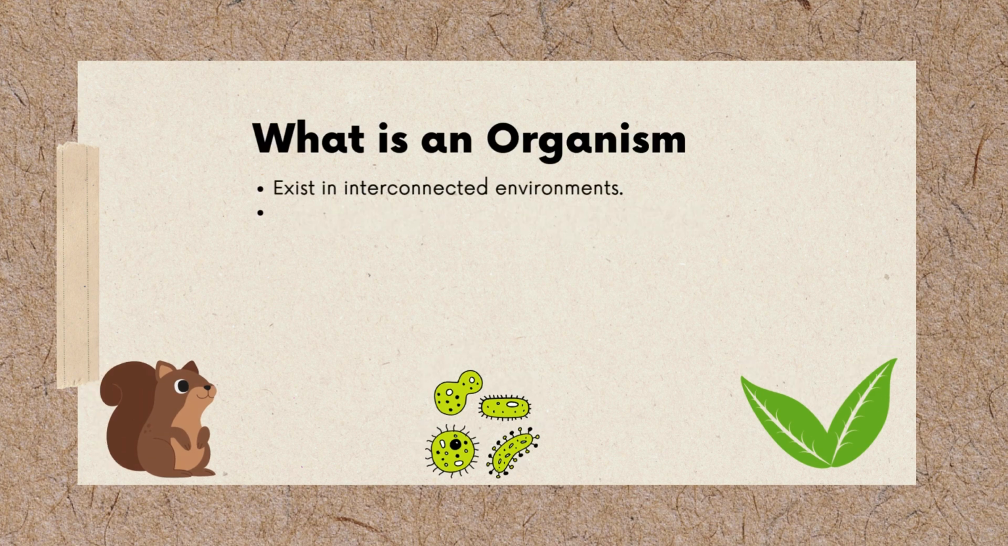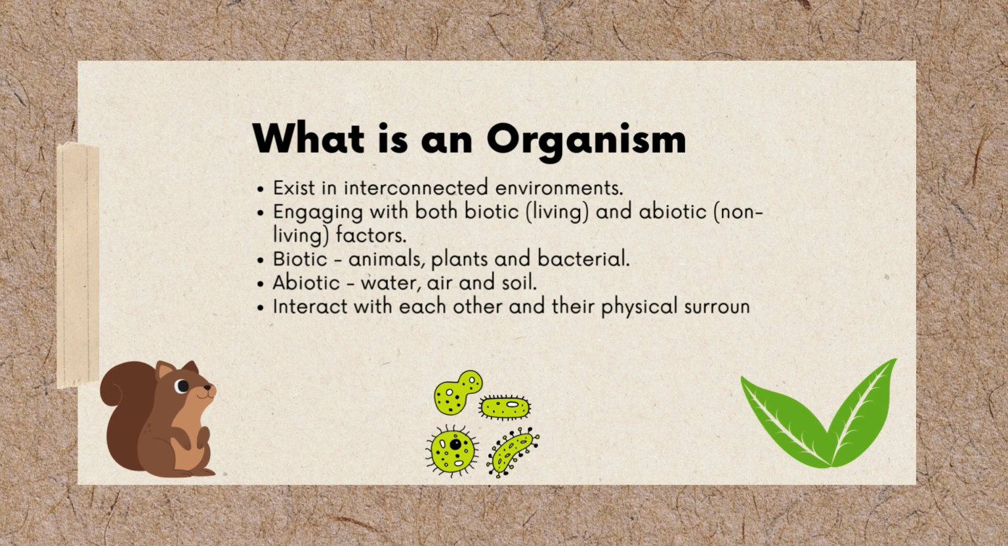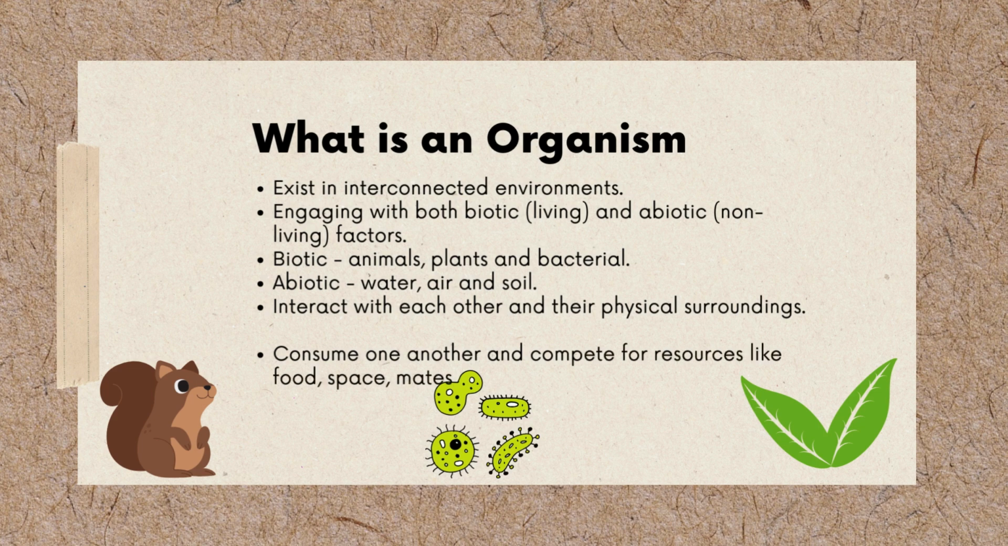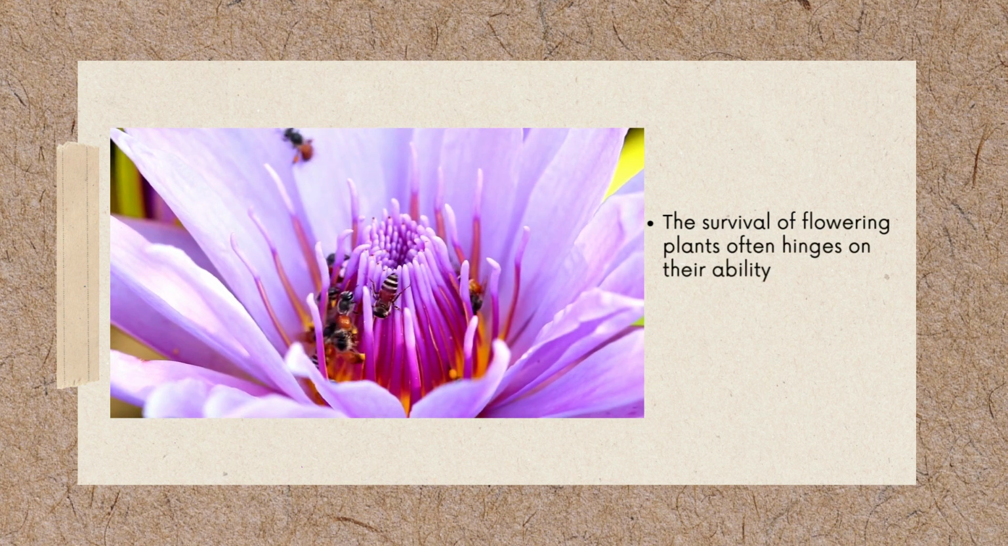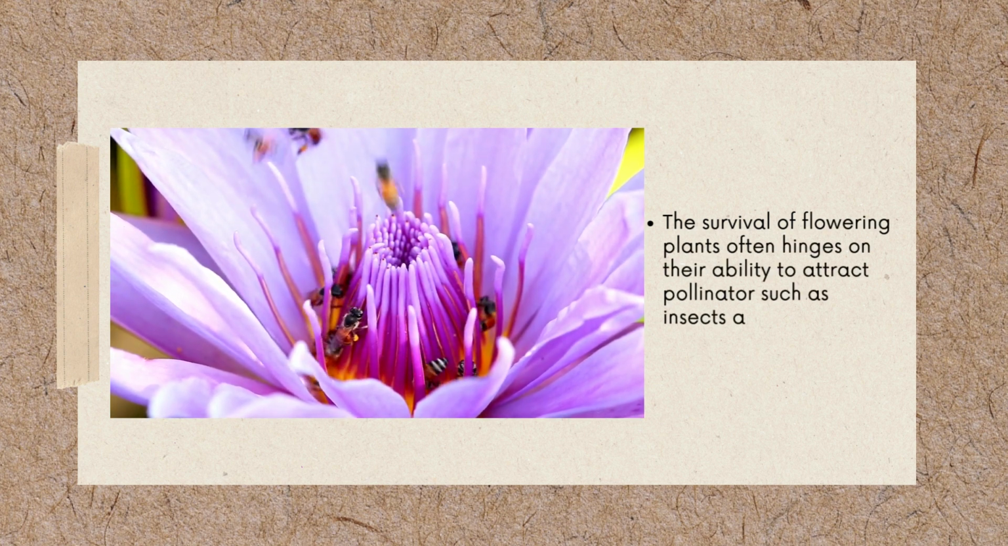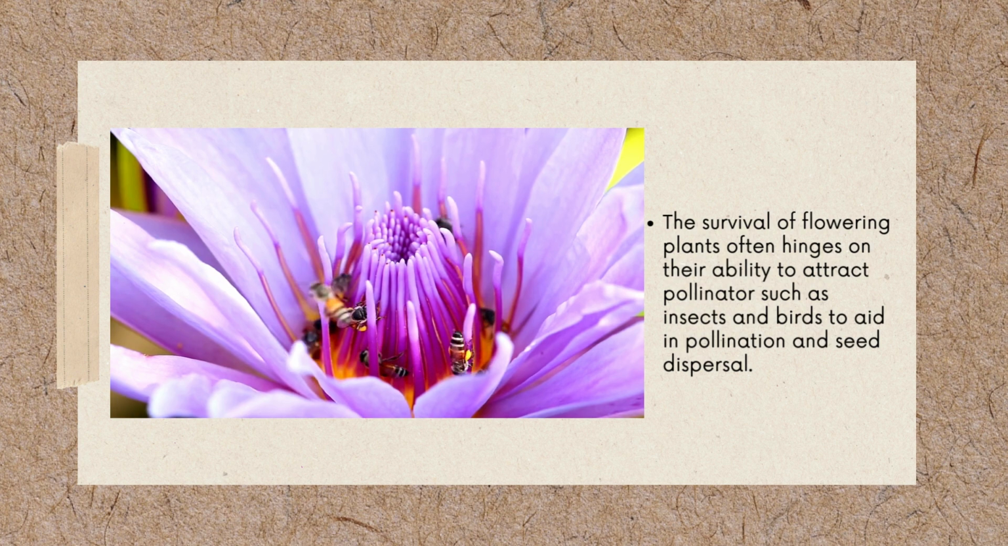Organisms exist in interconnected environments, engaging with both biotic and abiotic factors. They interact not only with each other but also with their physical surroundings. For example, organisms consume one another and compete for resources like food, space, mates, and nesting sites. The survival of flowering plants often hinges on their ability to attract pollinators such as insects and birds to aid in pollination and seed dispersal.